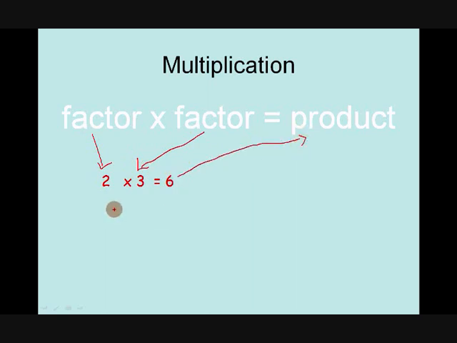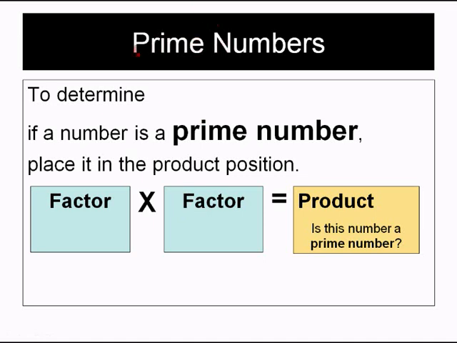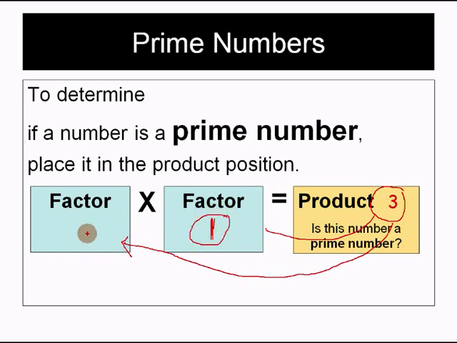To determine if a number is a prime number, you have to place the number in the product position. For example, we place it here. Now we have to determine whether this number is a prime number. From here we have to find the factors of this number. As per the rule, one factor has to be 1, and the other has to be a whole number other than 1. That is the rule.